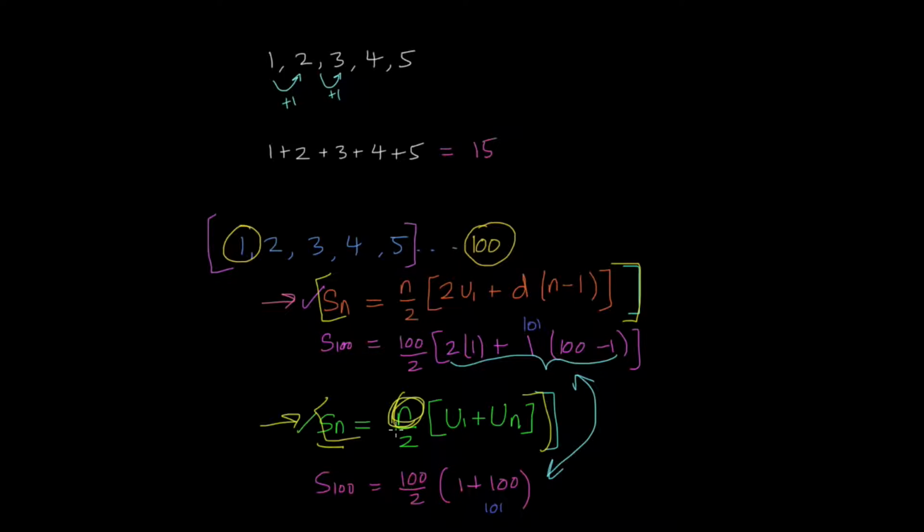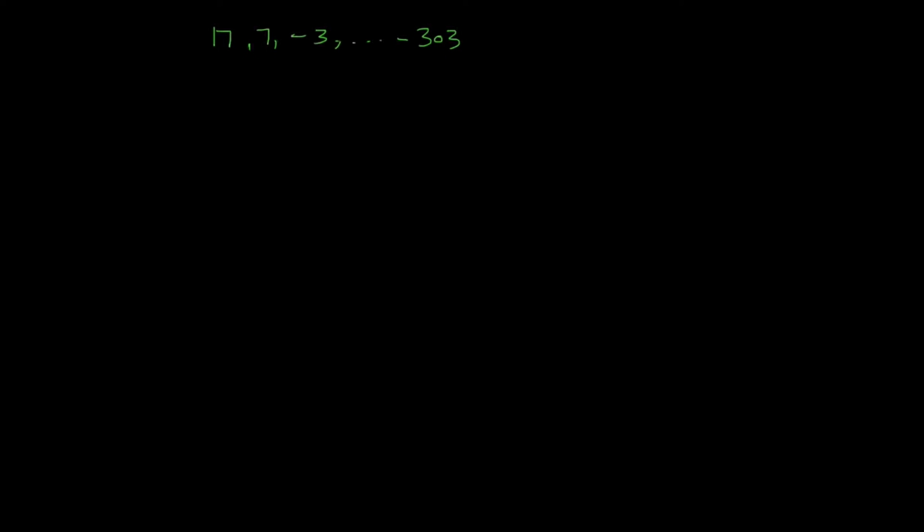I have an n. Now, n stands for the number of terms, but given the current problem, I don't really know the number of terms. It starts at 17 and ends at -303, but I don't really know. This is the first term, this is the second term, this is the third term, but I don't know what number term this is. So in order for me to be able to solve this problem, I first need to find n. To do this, I'm going to use an arithmetic sequence formula, which is u sub n equals u sub 1 plus d times n minus 1.